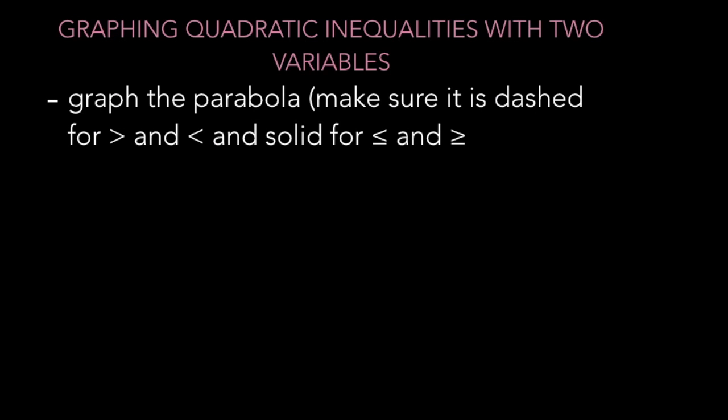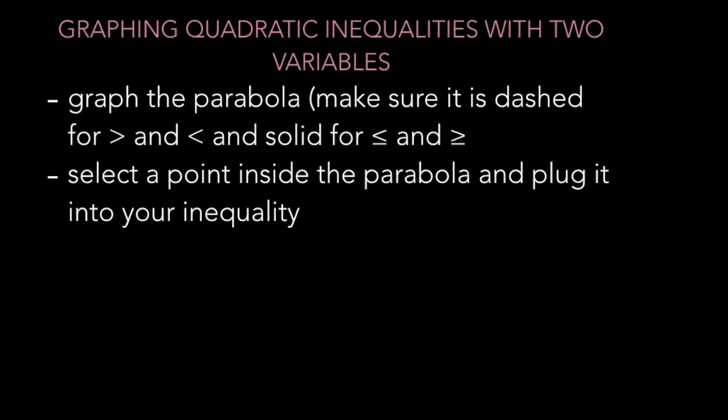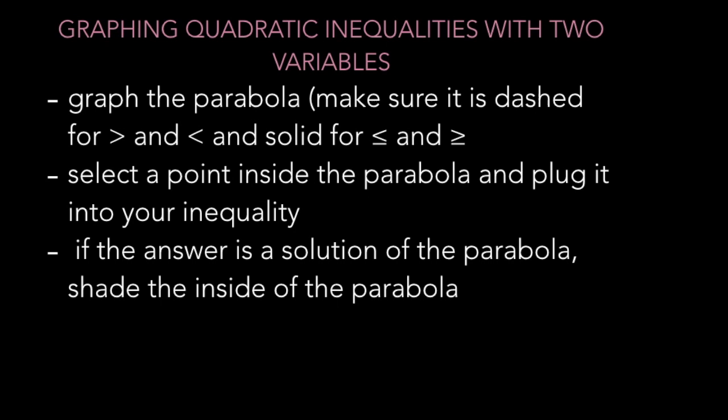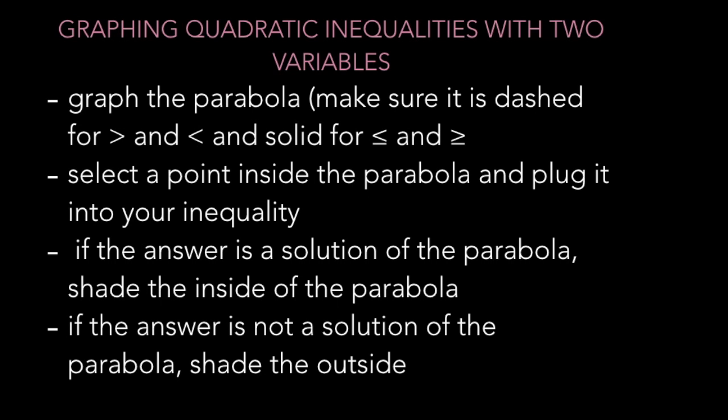Graphing quadratic inequalities with two variables requires graphing the parabola. The parabola is dashed if it has less than or greater than signs. The parabola is solid for less than or equal to and greater than or equal to signs. Next, select a point and plug it into the inequality. If the point is a solution of the inequality, shade inside the parabola. Otherwise, shade the outside of the parabola.